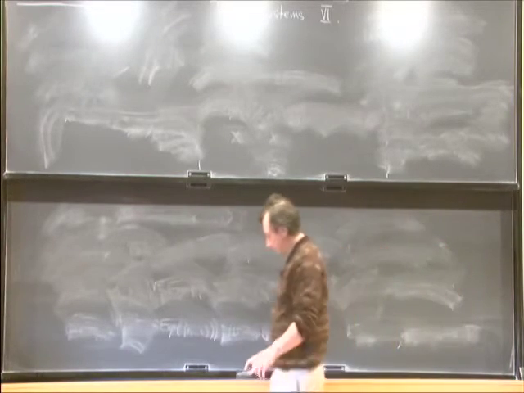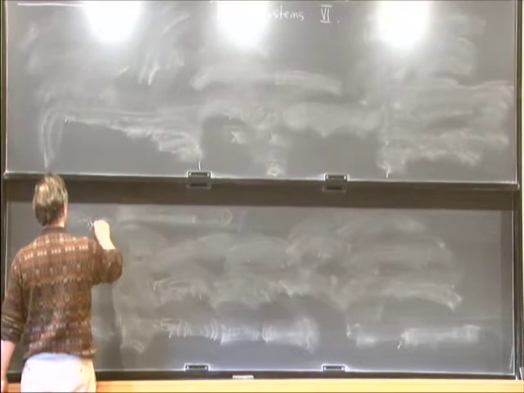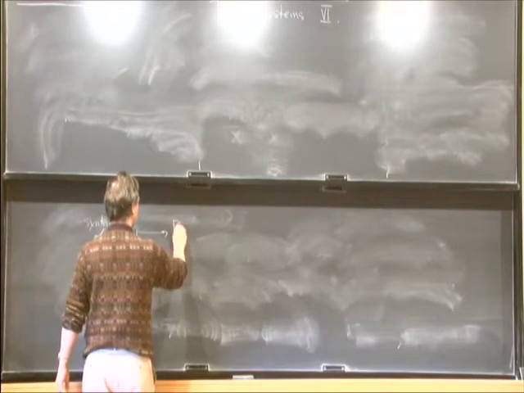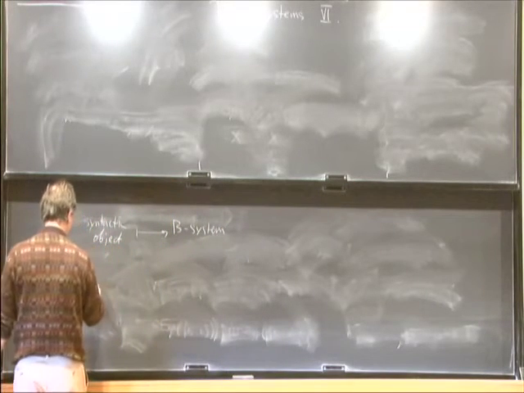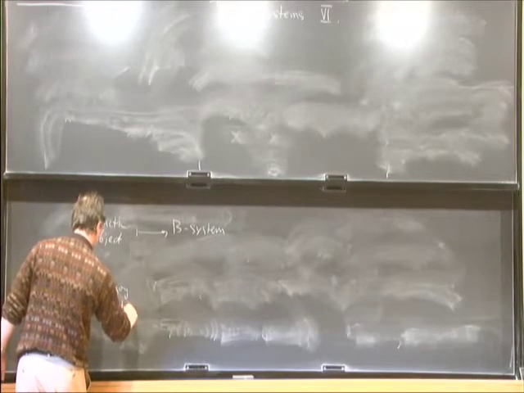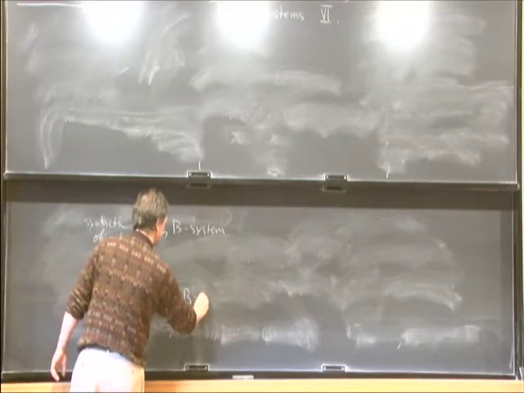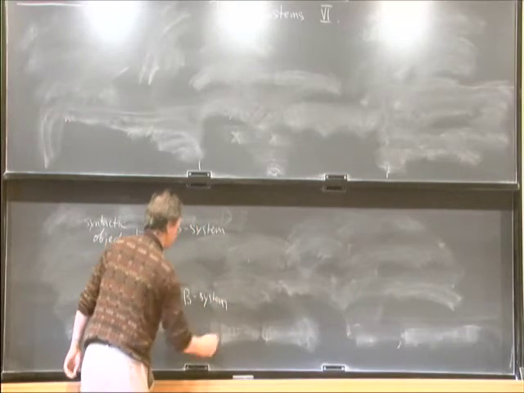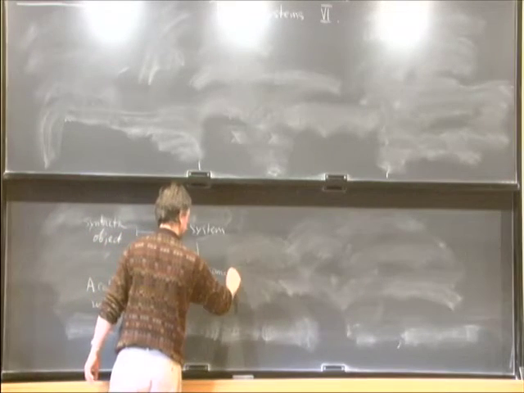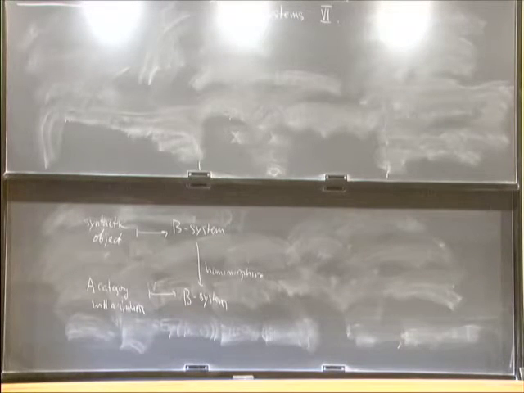And so the main idea of this approach is to connect syntax and semantics of type systems by going this way. One starts with a syntactic object and associates to it a B system. Then one starts with a category with a universe, and associates to it a B system. And then one defines interpretation of the syntactic object in a category as a homomorphism of the associated B systems. And so that's the main idea of this framework.